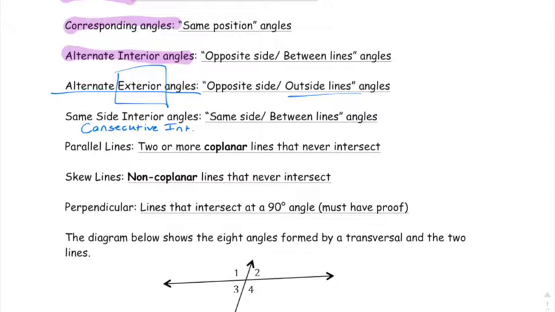Alright, couple other things we'll talk about. Parallel lines, two or more coplanar lines that never intersect. Skew lines, these are non-coplanar lines that never intersect, and we'll see an example here in a second. And then you also have perpendicular lines, lines that intersect at a 90-degree angle. Most have proof. I'm not sure why that is there. I guess it's saying it needs to be marked, I guess.